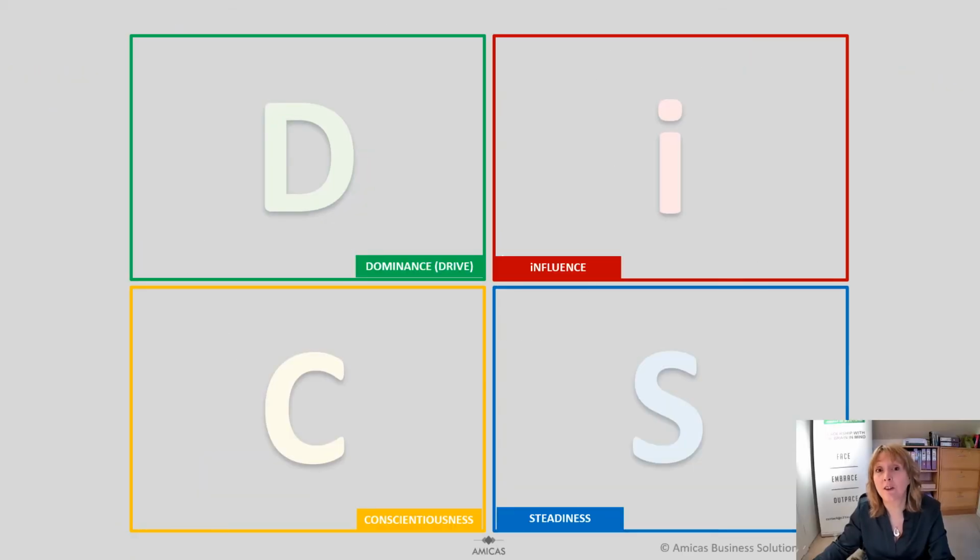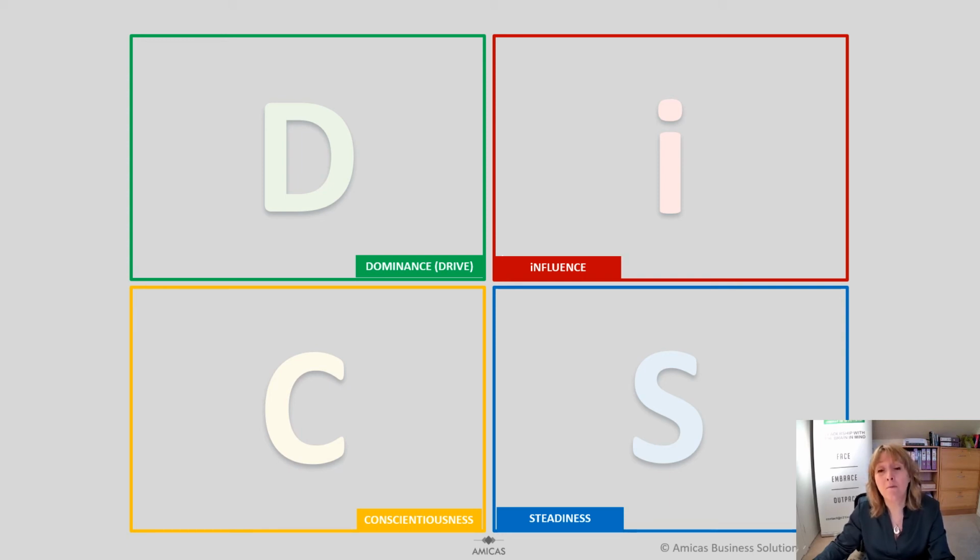Your preferred DiSC style can have a powerful effect on how you prefer to communicate with others, which then in turn influences how well you can influence them successfully. If everyone in the world was the same DiSC style with the same communication preferences and tendencies, then maybe we would all communicate more effectively than we do. But of course, we're not.